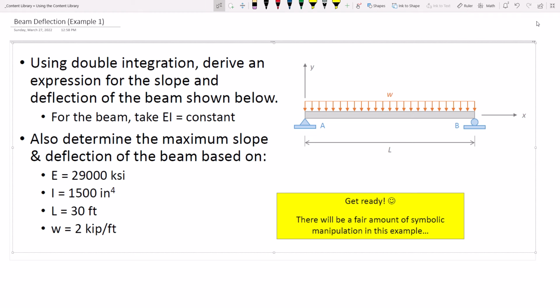Now, as you're writing this out, I want to make some points. We're going to be deriving a function for deflection and a function for slope. Those functions are going to be defined with respect to the coordinate system indicated. So, what is x right here? 0. What is x right here? L. What's x in the middle? L over 2. There we go. Just making sure everybody's with me.